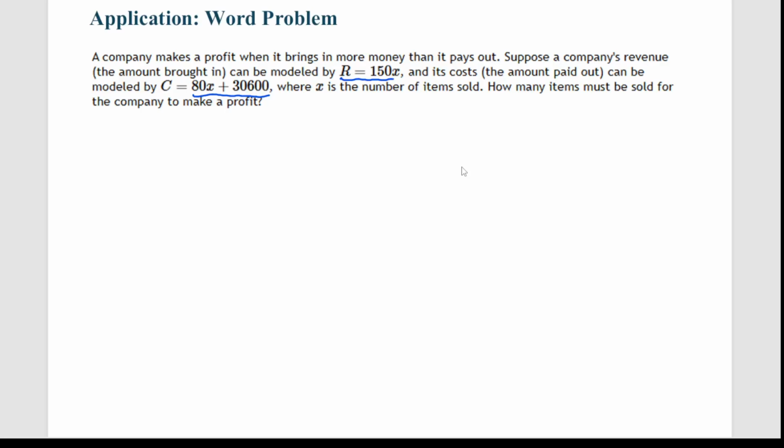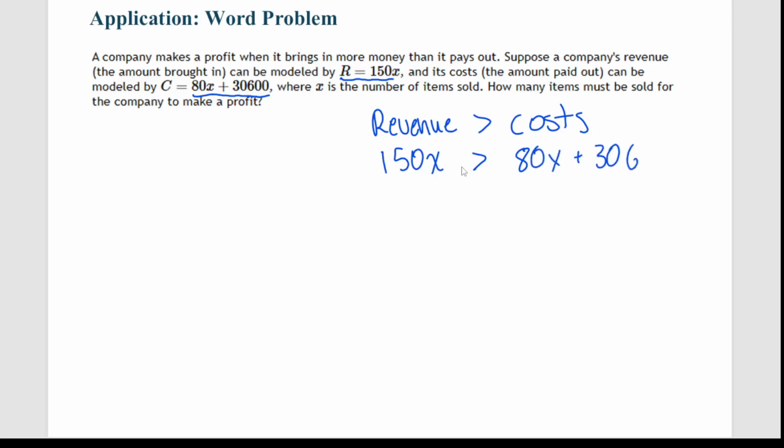Well, if it's going to make a profit, your revenue will have to be strictly larger than your costs. If it's equal to, you've only broken even. And if it's less than, you're losing money. Then you're going to want to actually plug in your values. So revenue is 150x. Costs are 80x plus 30,600. And then our goal is to get x by itself so that we can isolate how many items we need to sell. We want to move all x's to the left, keep all constants to the right.